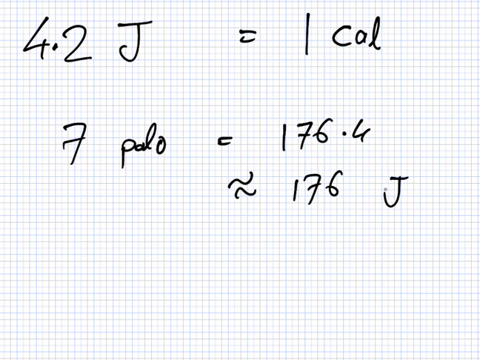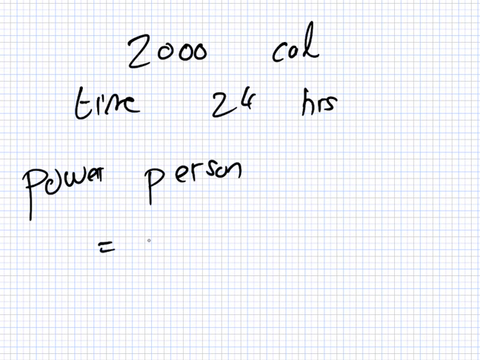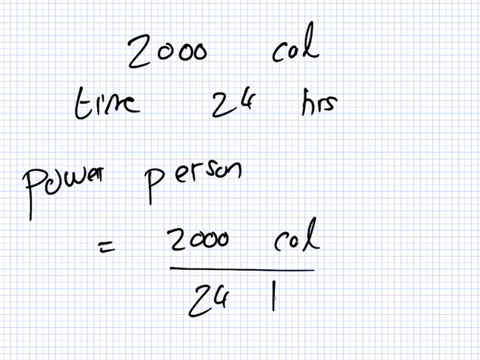Now, does anybody know how many calories you should have per day? For man, woman, I don't mind. But woman is about 2,000, and man is about, yeah. But there'll be a height thing as well. So we'll just say 2,000 calories. And what's the time? 24 hours. So we can work out the power of a person. It will be 2,000 calories divided by 24 hours.